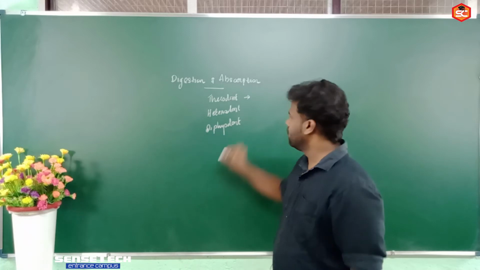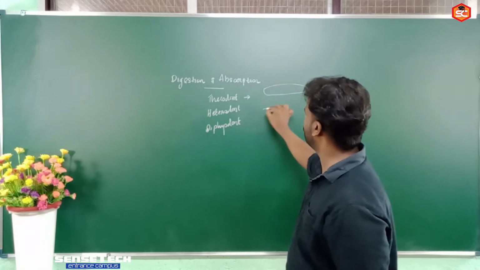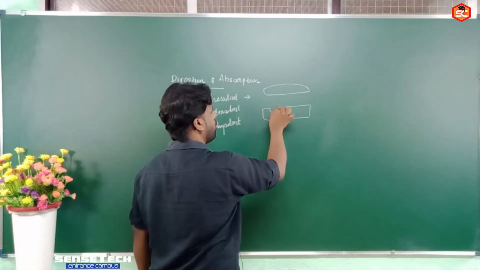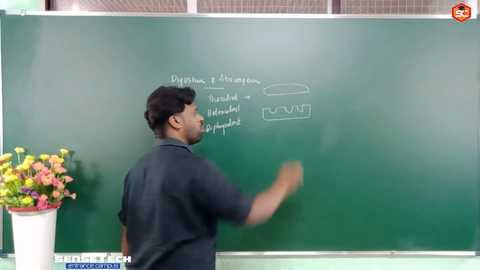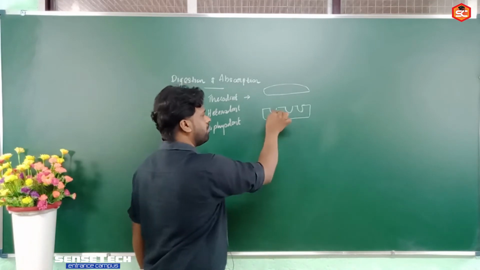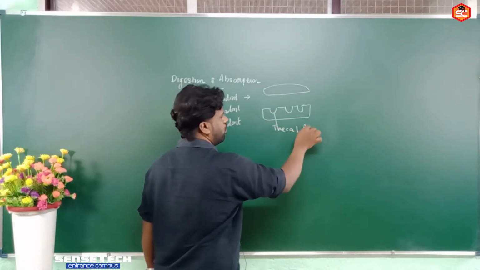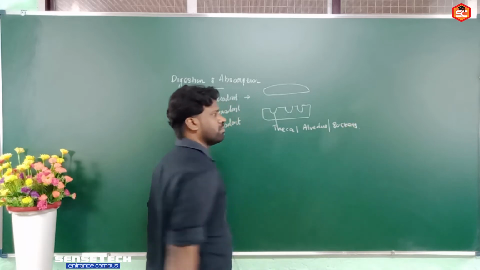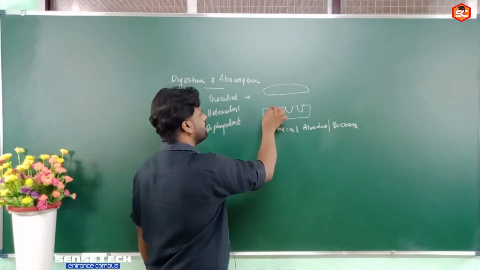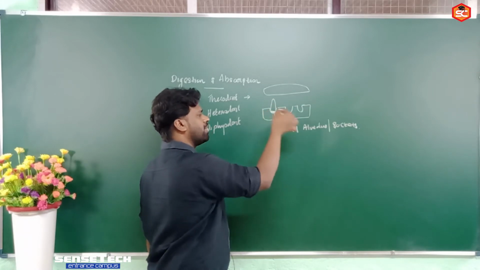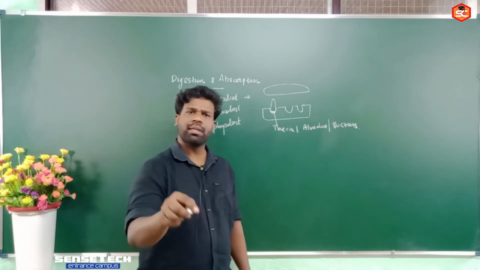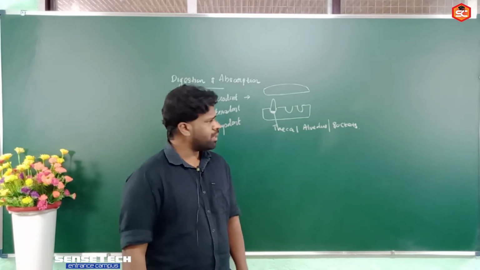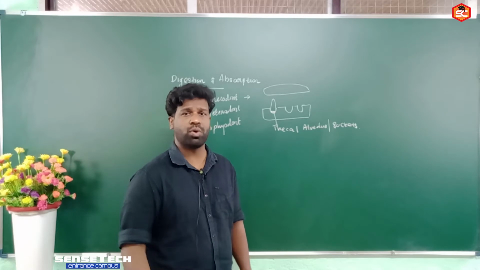Thecodont. Suppose this is the upper jaw and this one is the lower jaw. We know we have cavities in the jaw bones. These cavities are called theca or alveolus, or also sockets. So in humans our teeth are fixed to these jaw bone sockets, that is thecodont dentition. So thecodont means teeth are fixed to the jaw bone sockets or theca.